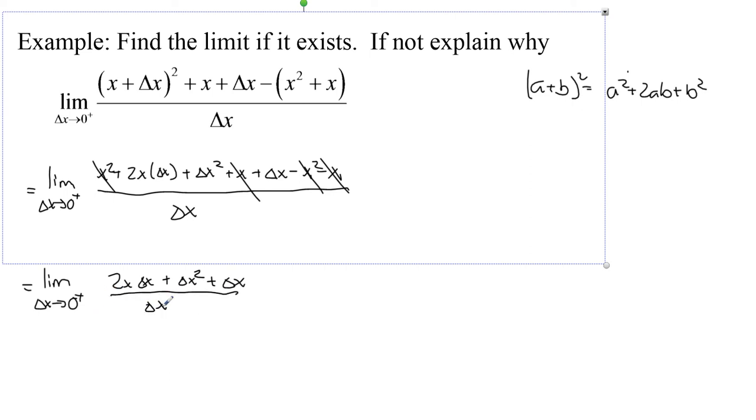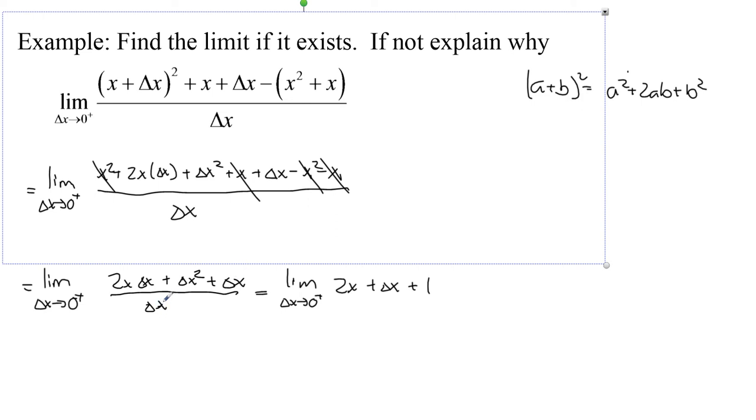Now you can see all three of the terms in the numerator have a factor of delta x, and we have delta x on the bottom. So what I can do is I can say that this is the limit as delta x goes to 0 from the right-hand side of now just 2x plus delta x plus 1. And again, just a common mistake that I see, and don't make that mistake.